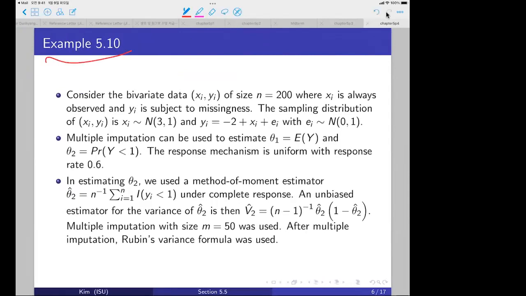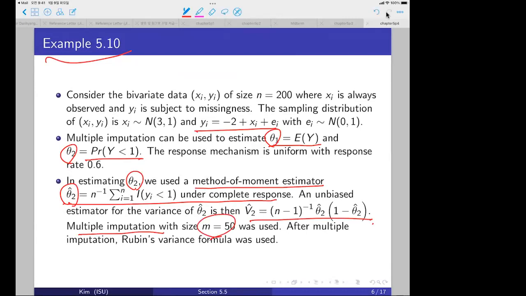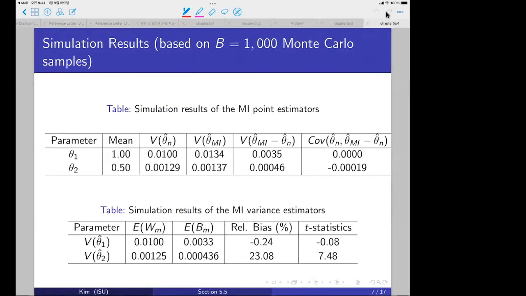So, for example, here's the simulation setup: a linear model, and you are interested in the population mean. Theta 1 is the population mean of y, and theta 2 is the population proportion of y less than or equal to 1. In estimating theta 2, we used the method of moments estimator on the complete response. In this case, the variance estimator of theta 2 will be just this one, because it's a proportion, right? Multiple imputation with m equal to 50 was used, and after multiple imputation, Rubin's variance formula was used. And this is the result.